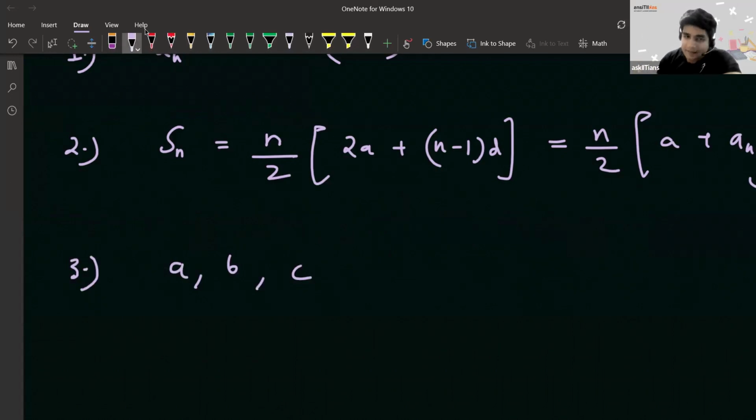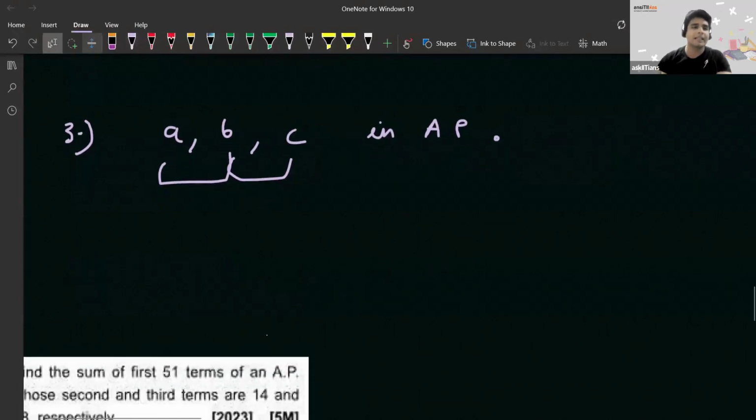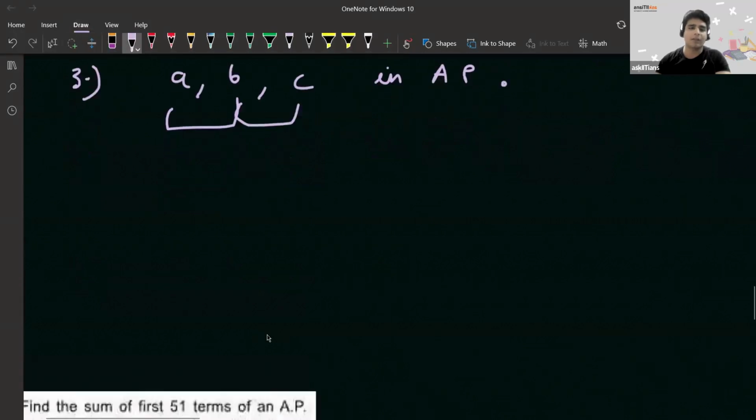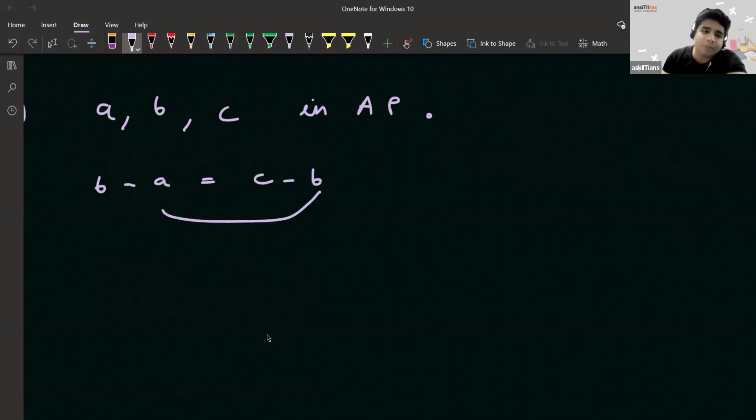So let's say there are three terms a, b, c in AP, everyone. They are in arithmetic progression, right? So what do we know, everyone? We know that the common difference between these two terms and the common difference between these two terms are same, right, everyone? So this is going to be b minus a is equals to c minus b. b transposes to the other side, a transposes to the other side. So it will become what, everyone? b plus b. b will become positive now over there. And a will also become positive on the other side.